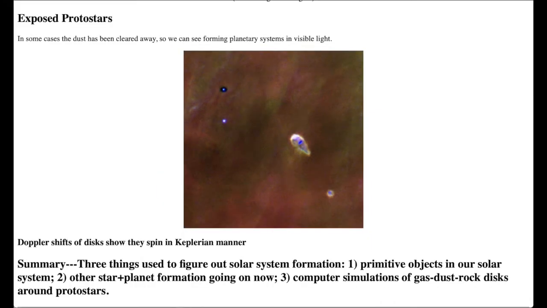So in summary, there are three things we use to figure out the formation of our solar system 4.6 billion years ago. 1. The observations of primitive objects in our solar system, the asteroids, meteorites, and comets. 2. Observations of star and planet formation regions in which other planet systems are now forming around protostars. And 3. Computer simulations of gas, dust, and rock disks around protostars. A lot of back and forth of theory checked by many observations.